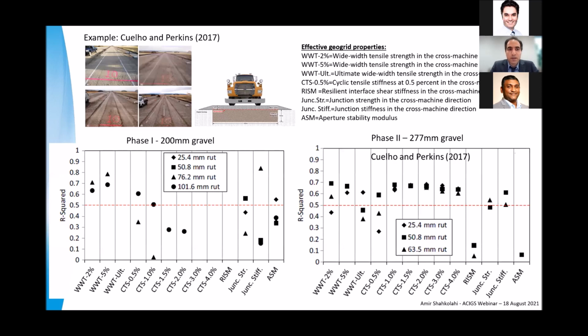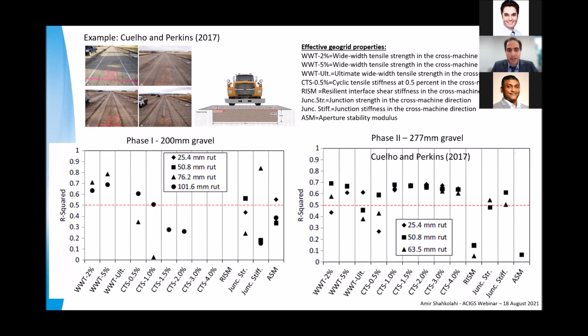It is from Eli Coelho and Steve Perkins' full-scale trial that they did in 2014 at Montana State University. These are the parameters that they concluded to be effective parameters, listed on the board, that you can see. Now, phase one, they used 200 millimeter gravel in the full-scale field trial. Phase two, they used 277 millimeter of gravel in the full-scale trial.